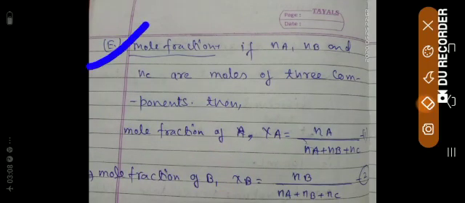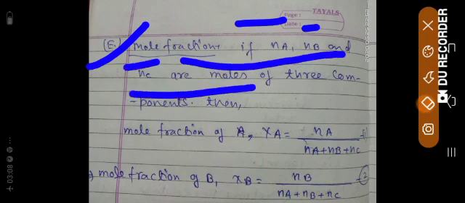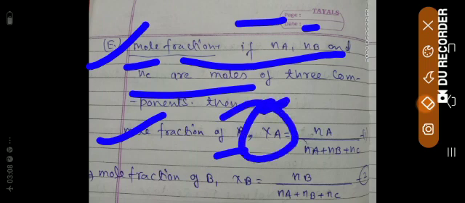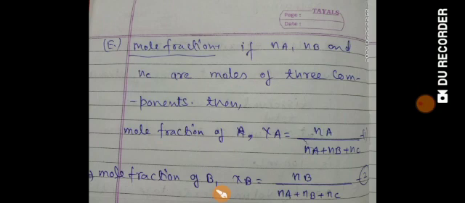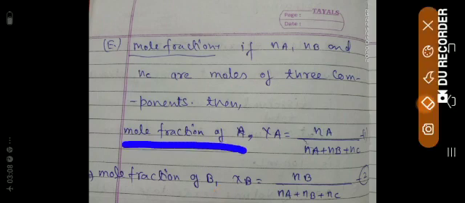What is mole fraction? You know it from 11th class, but I am reminding you. If Na, Nb and Nc are the moles of three components, then the mole fraction of A is Xa. Whatever the mole fraction of component A, its moles will be in the numerator and the other moles will be added in the denominator. I'm going to explain it one more time. If you want to calculate the mole fraction of A, then Xa would be Na upon Na plus Nb plus Nc. This is your equation number 1.